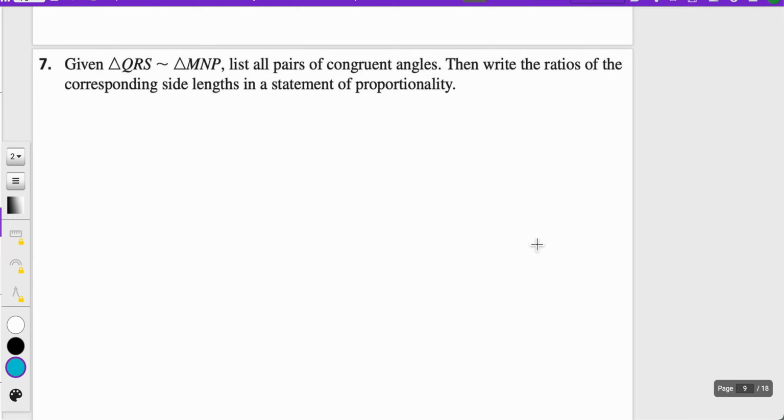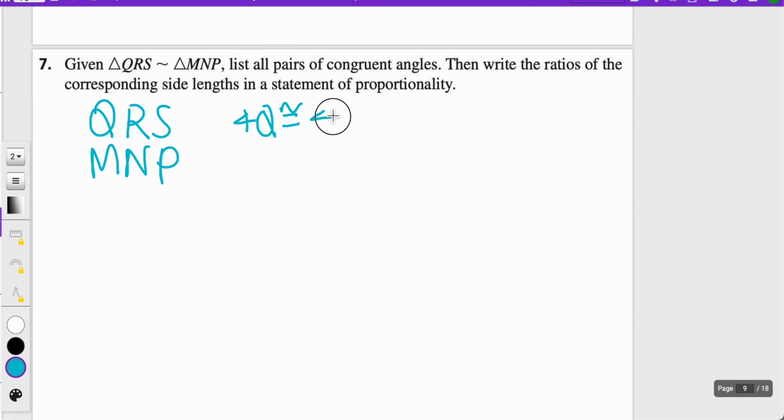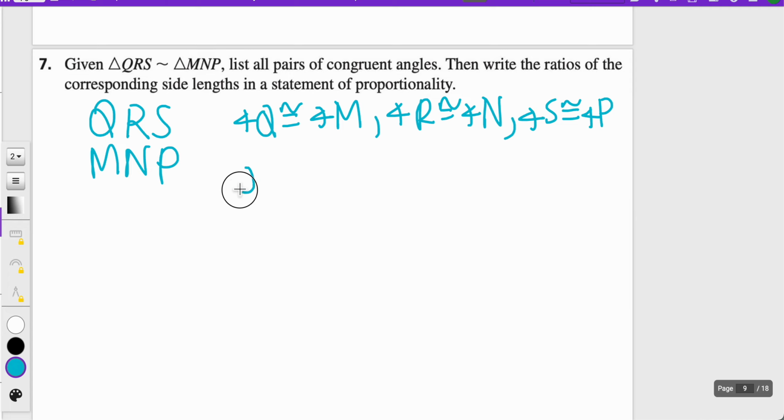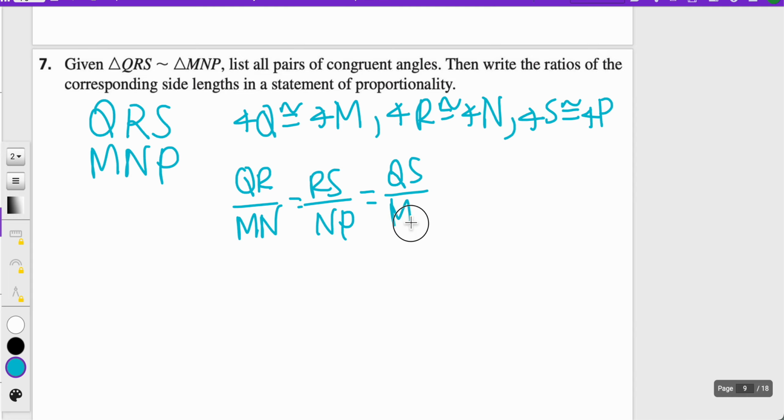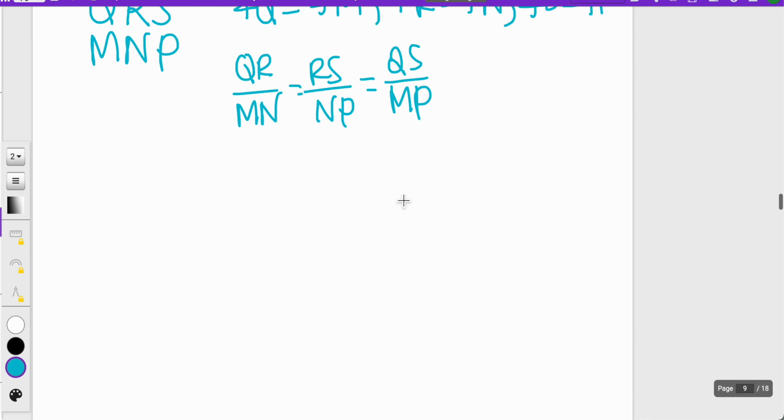For number 7, all I'm given is a similarity statement. So what I like to do is stack QRS and MNP. So angle Q is going to match with angle M. Angle R is going to match with angle N. And then angle S will match with angle P. And then for the statements of proportionality, I can say QR matches MN, just like RS can match NP, just like QS can match MP. So you don't even really need a picture.